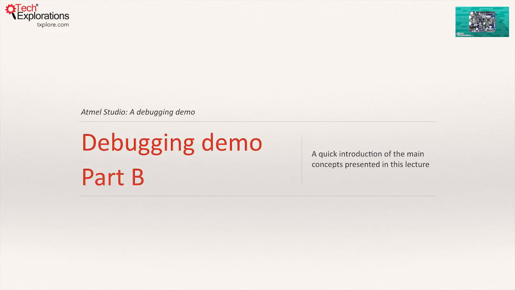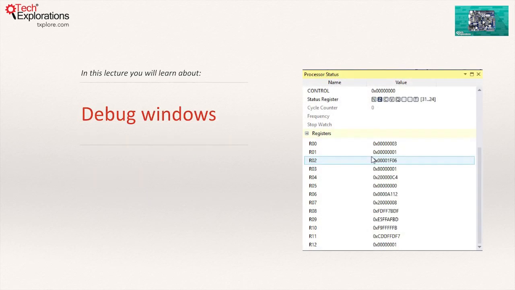Debugging Demo Part B, a quick introduction of the main concepts presented in this lecture. Debug windows are a collection of windows that provide data from the microcontroller's various registers.